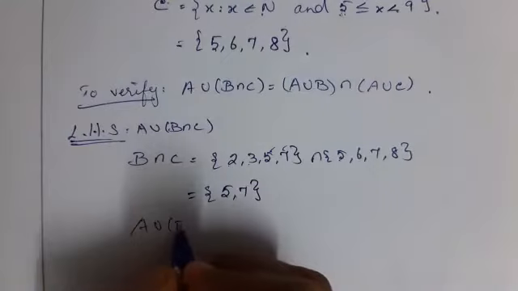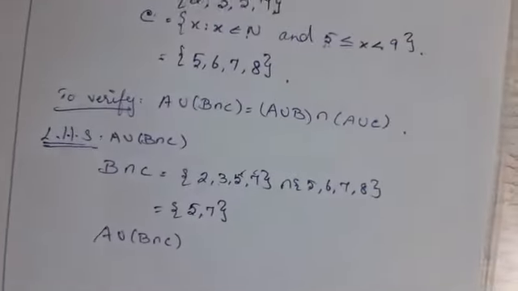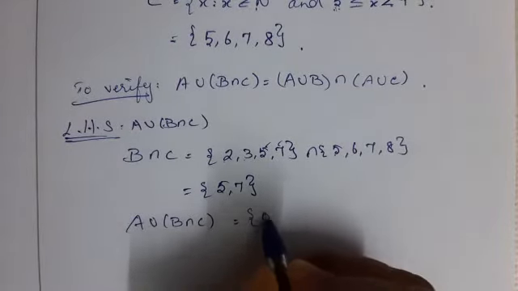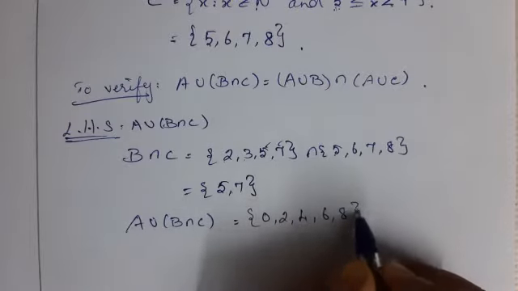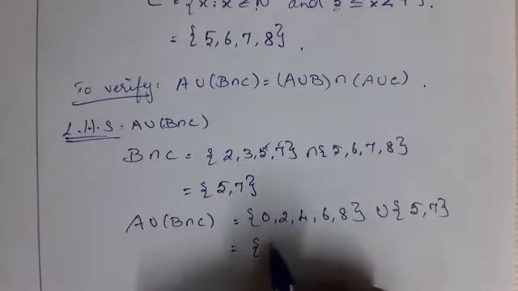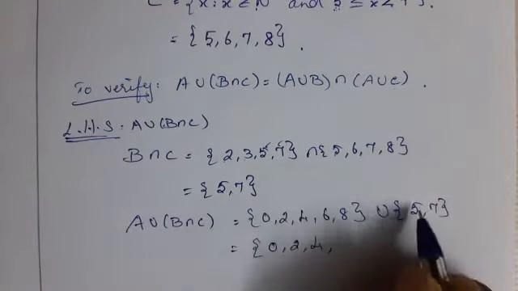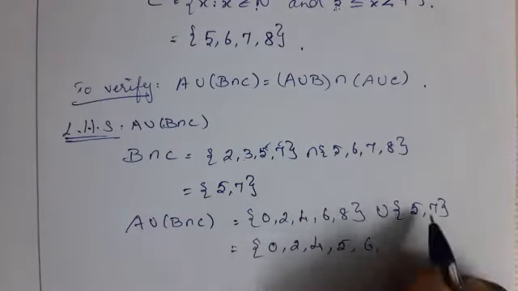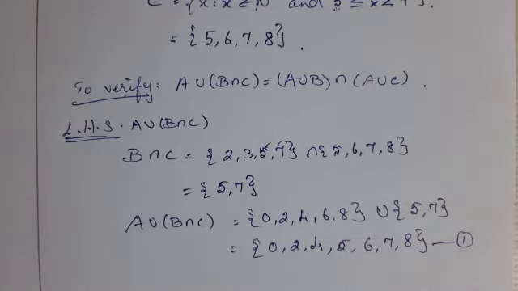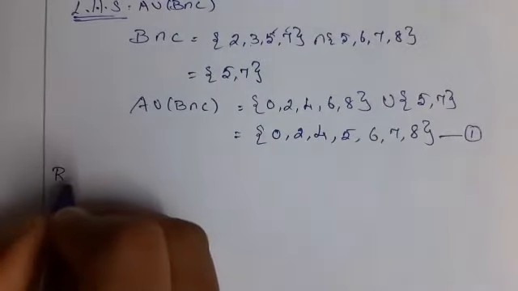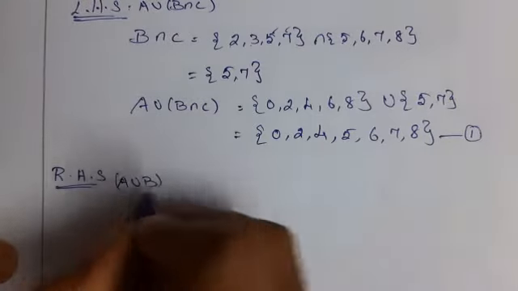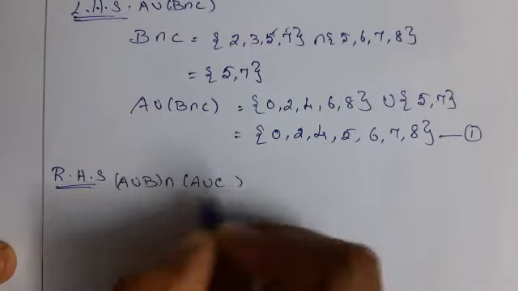Now find A union B intersection C. What is the meaning of union? Write all the elements. Therefore, 0, 2, 4, 5, 6, 7, 8. Now the left side is over, so take it as equation 1. Right hand side: A union B intersection A union C.